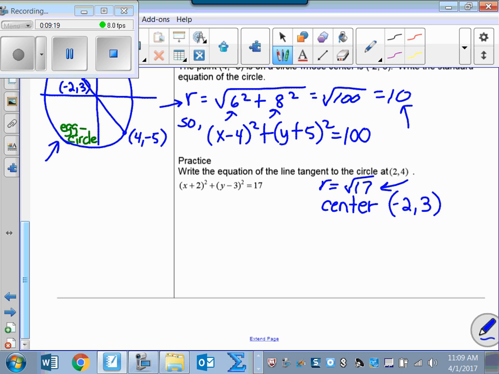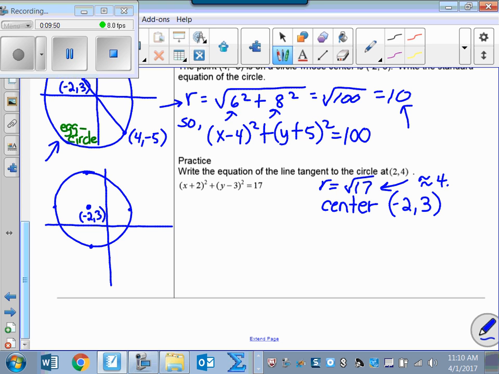So let's see what this looks like. Let's say there's our center, -2, 3. And the radius is the square root of 17, which is about 4 point something. So I'm going to just eyeball it. About 4, 4, 4, 4. So here comes my great attempt at a circle again.